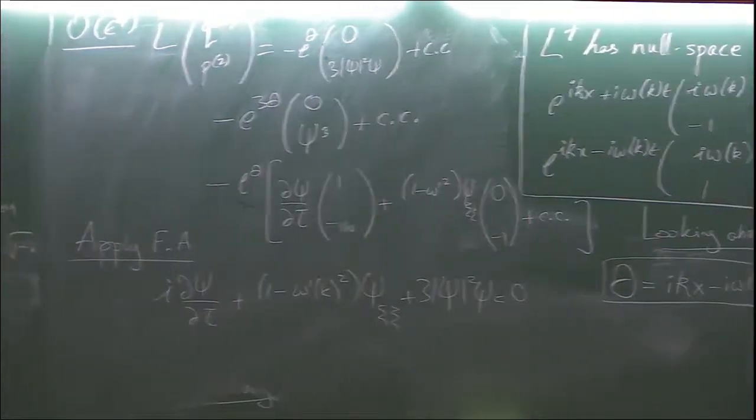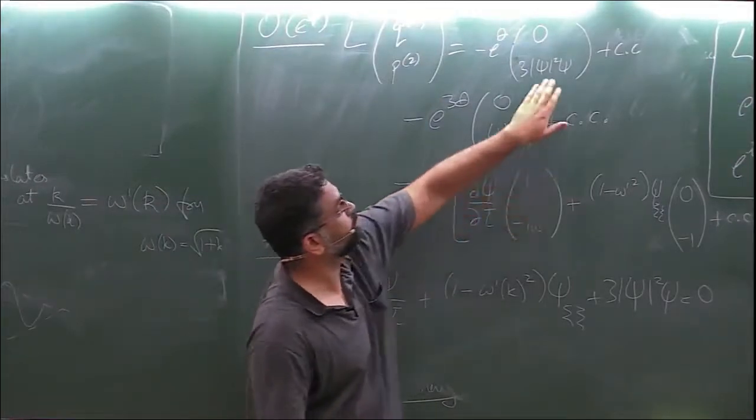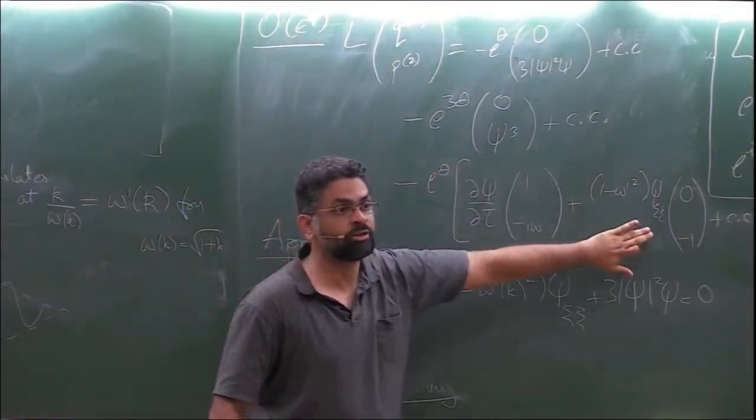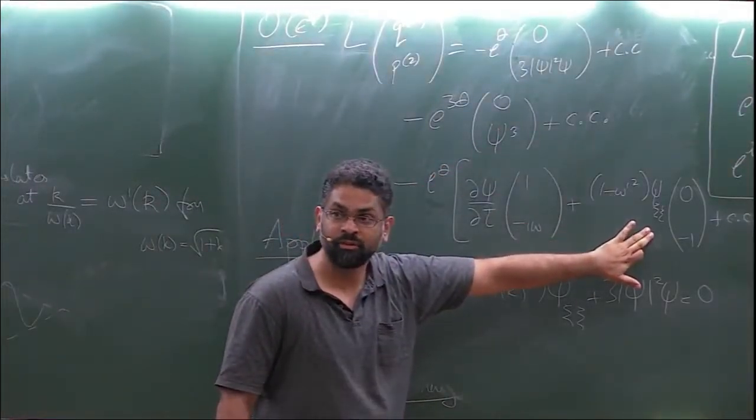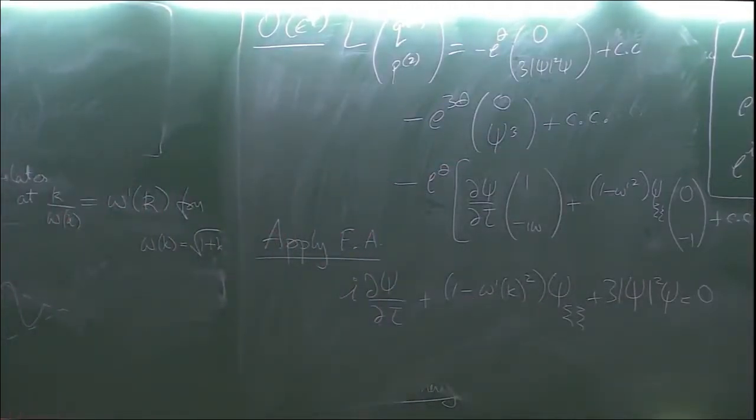Right? So you'll get a contribution from the psi tau term, you'll get a contribution from the psi square psi term, and you'll get a contribution from the psi xi xi term. So that's what I get. Now you might say, hang on a second, you wrote this minus omega double prime. How do you know that?